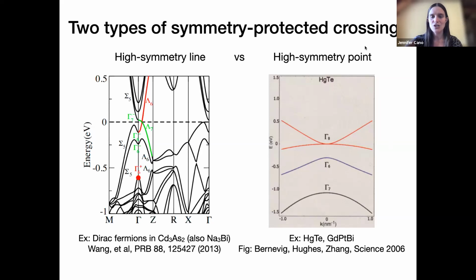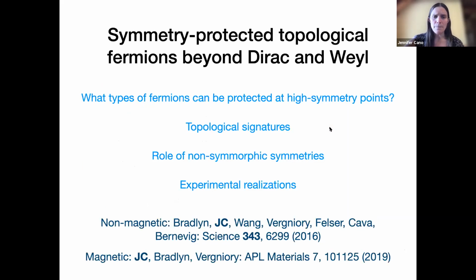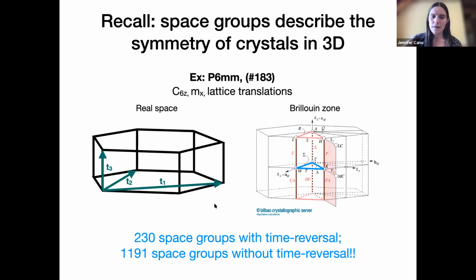And I now want to switch gears and talk for the last little bit about these types of crossings. So, this ties into the earlier lectures, the lectures I gave. So there are symmetry protected topological fermions beyond Dirac and Weyl fermions. That's what I'm going to talk about for the remainder of this time. How do we classify them?